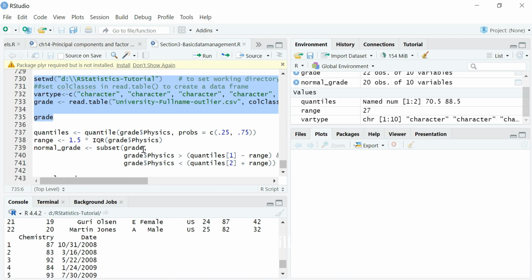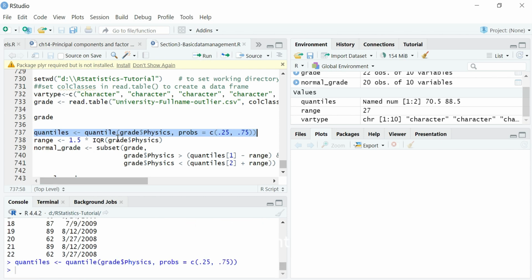So next we will remove the observations based on the outliers of the physics variable. So say if the physics variable is a value outside of this lowest limit and highest limit, we will define these observations as outliers. So first we will create two values representing the first quantile and the third quantile for the physics variable.